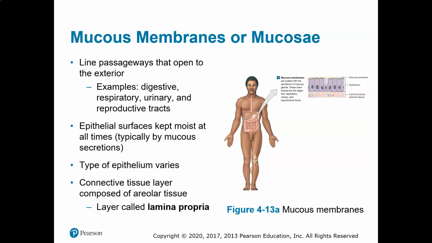Okay, so mucous membranes line passageways that open to the exterior. So what we're talking about here are mucous membranes that line the digestive tract, the anus, the respiratory tract, the urinary tract, and the reproductive tracts, like the female vagina, and for men it would be the urethra for urinary and reproductive. The epithelial surfaces of mucous membranes are kept moist at all times by mucus secretions. And the connective tissue layer is typically areolar, and the type of epithelial tissue can vary.